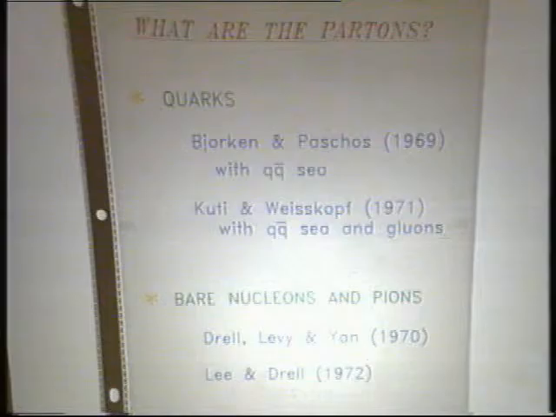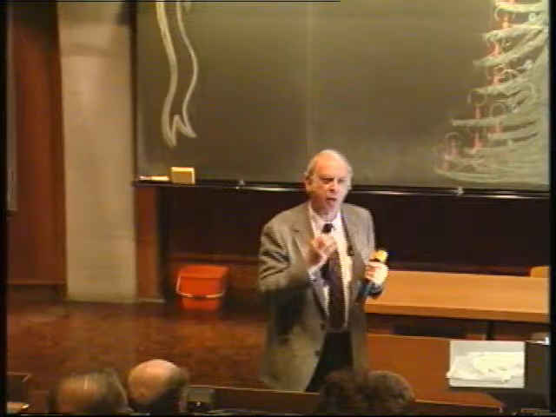And also there were models which had bare nucleons and pions. These were Drell, Levy, and Yan in 1970, and Lee and Drell in 1972. The idea here was that maybe these partons were actually bare nucleons in the proton. The proton had a bare nucleon moving around, had pions moving around, and these things perhaps could act as partons, and maybe the electron was scattering off these things. And this is one of the things that one had to check.